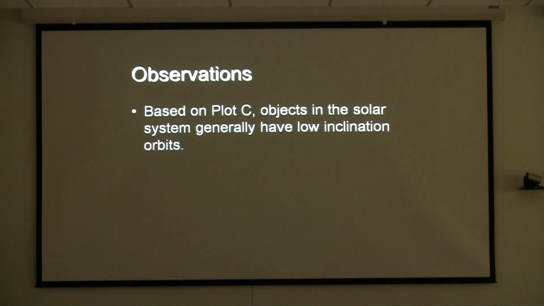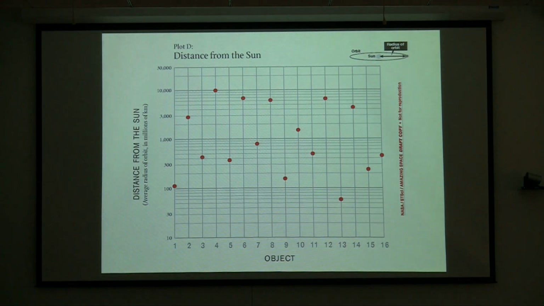However you specify it, however you say it, is fine with me. All right, move on to plot D, distance from the sun. Who should we pick on for this one? This gentleman over here in the green shirt. Tell me something about plot D.